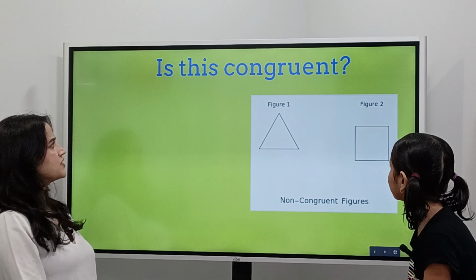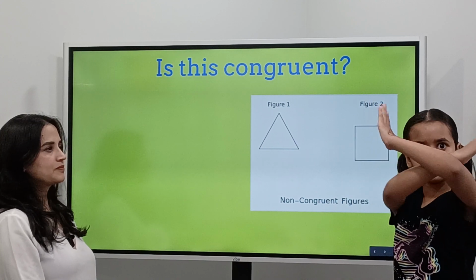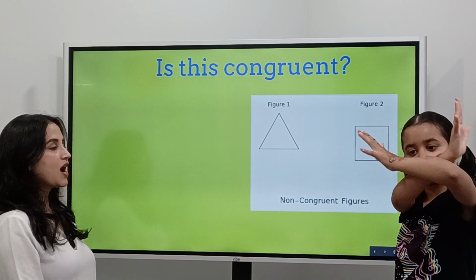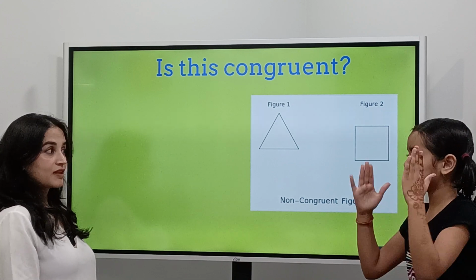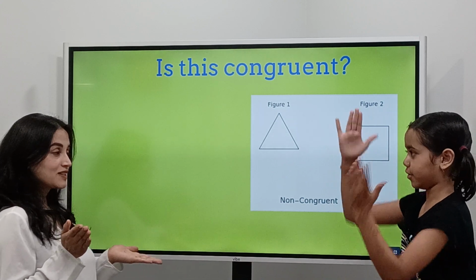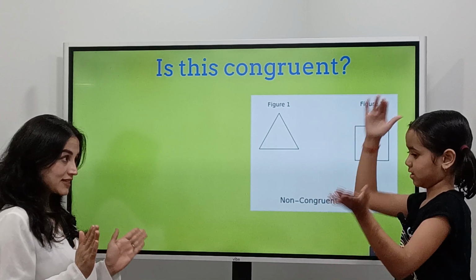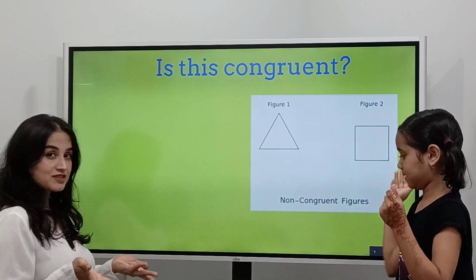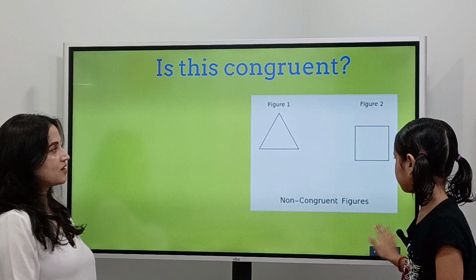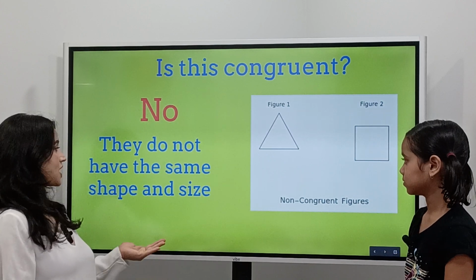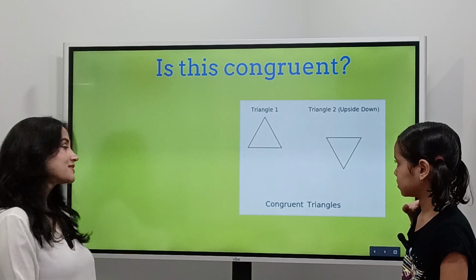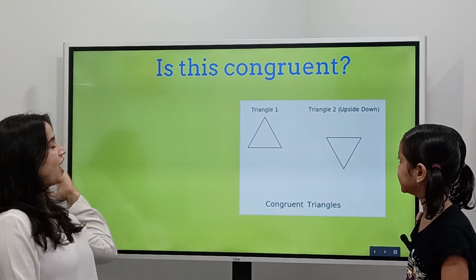So what do you think? Is this a congruent? No. Why? Because one is a triangle, the other is a square. They are not the same size and shapes. That's why they are non-congruent. They do not have the same shapes and size. Right, it's not.